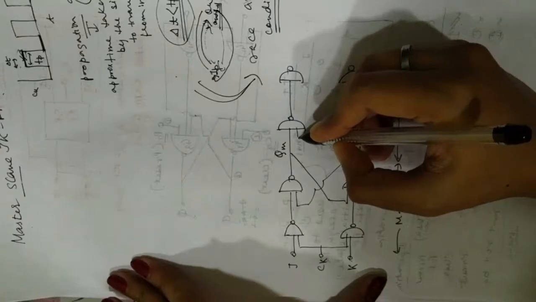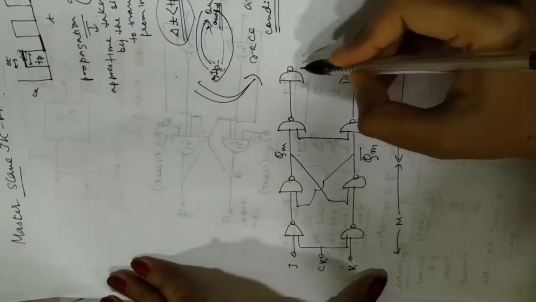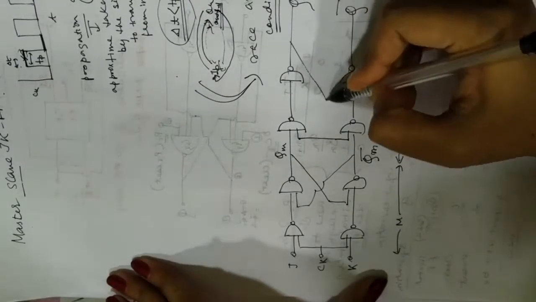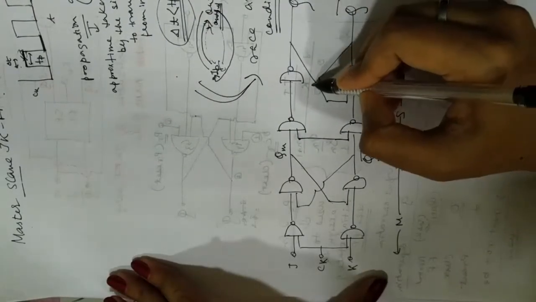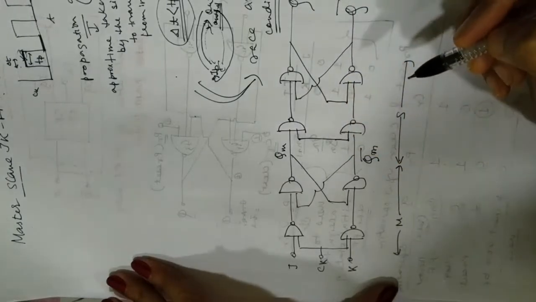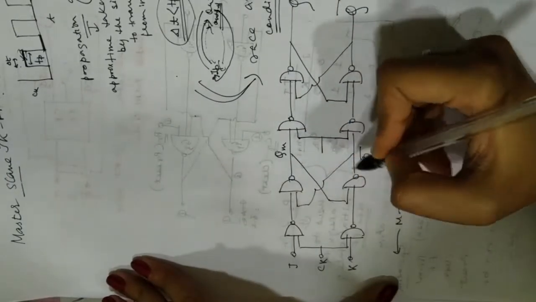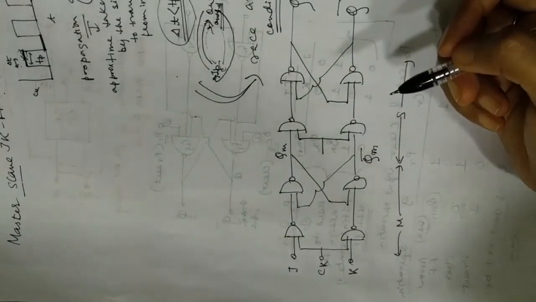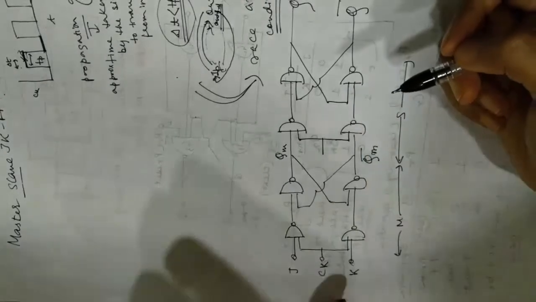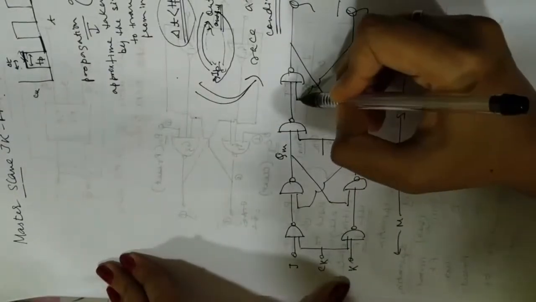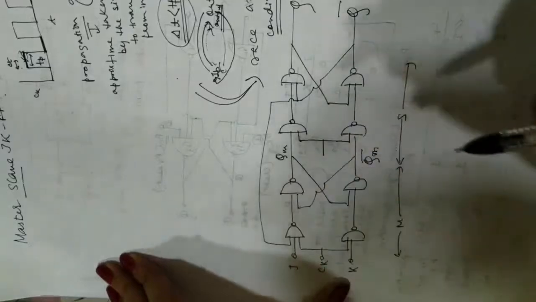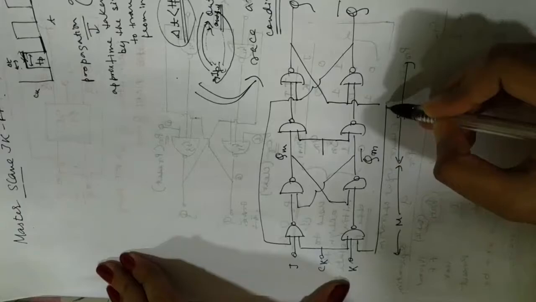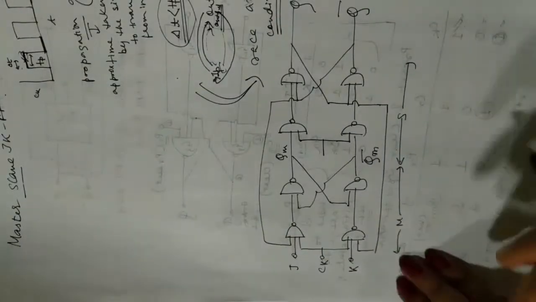Again, you have a JK flip-flop over here. This is Q, this is Q bar. Since this is a JK flip-flop, a feedback has to be taken from the output to the input. So we take this Q bar from here to here, and we take this Q from here to here, right? The feedbacks have been taken.